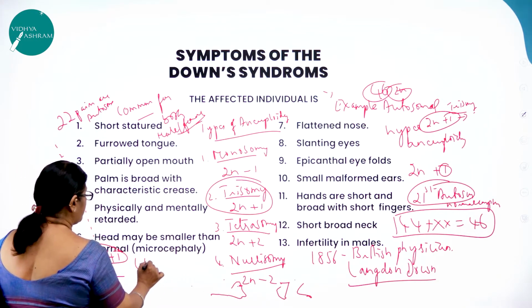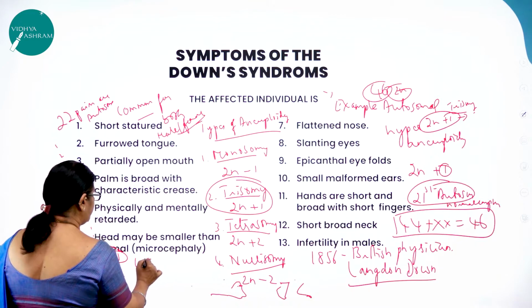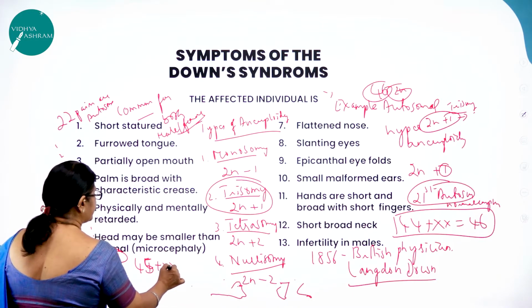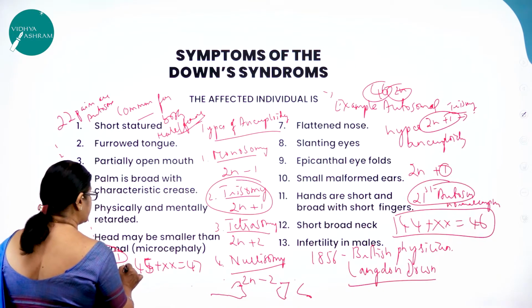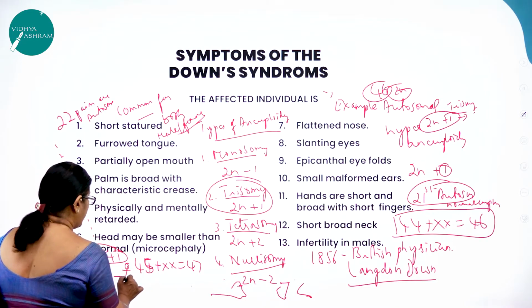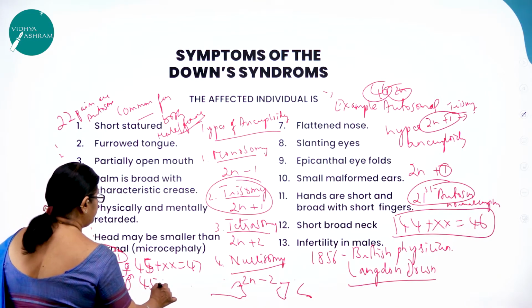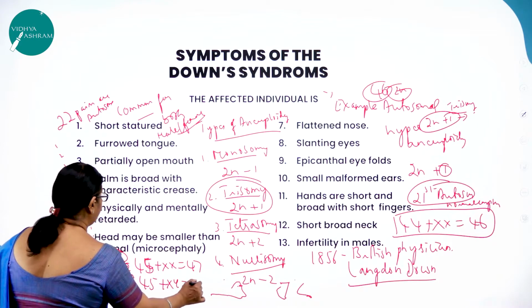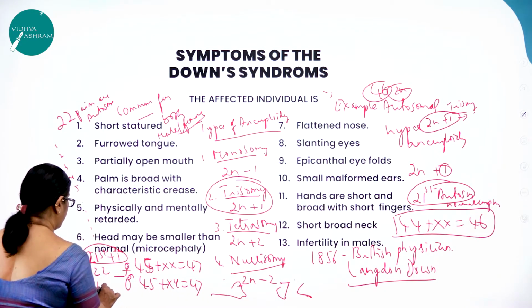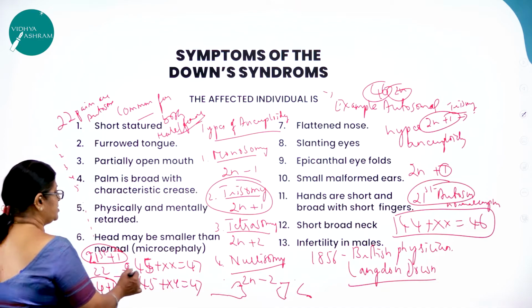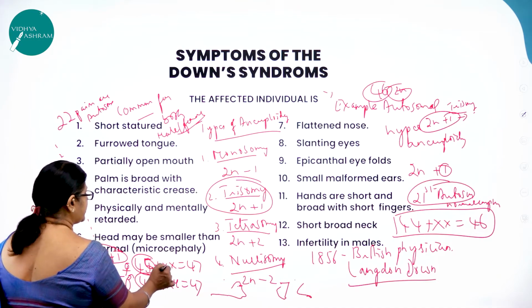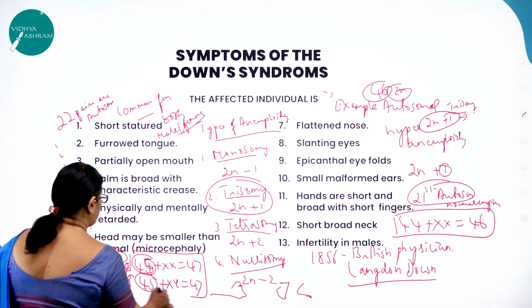Hence, the chromosome complement will be 44 plus 1, that is 45, plus XX is equal to 47. This is in females. In males, it will be 45 plus XY is equal to 47, because the 44 plus 1 will take place. So this is the chromosomal complement.